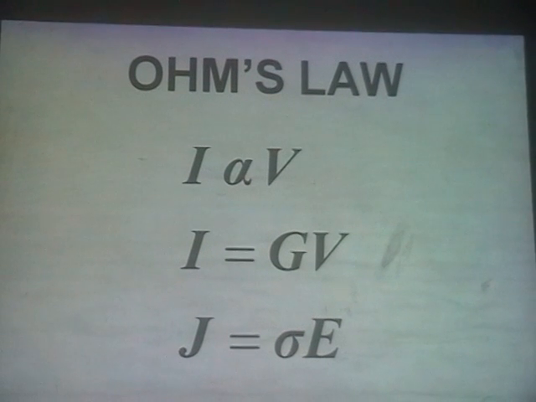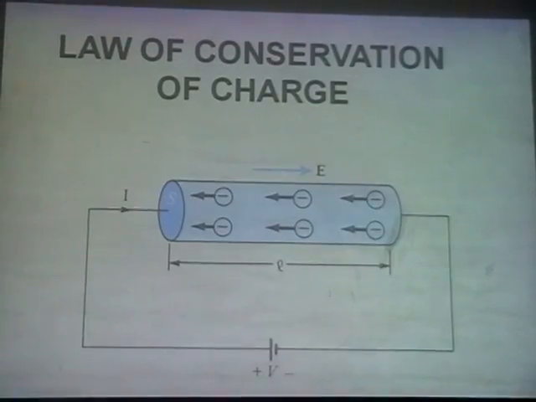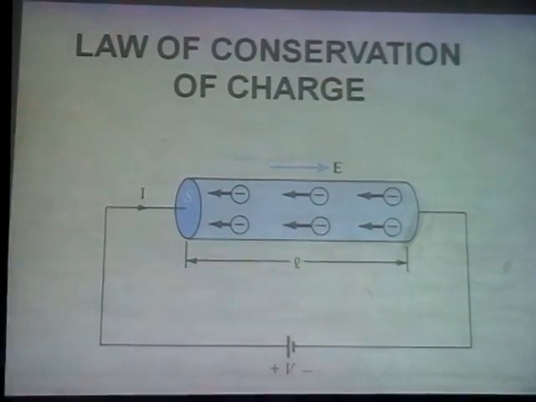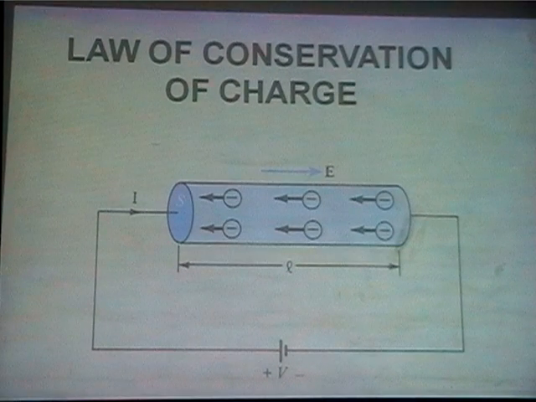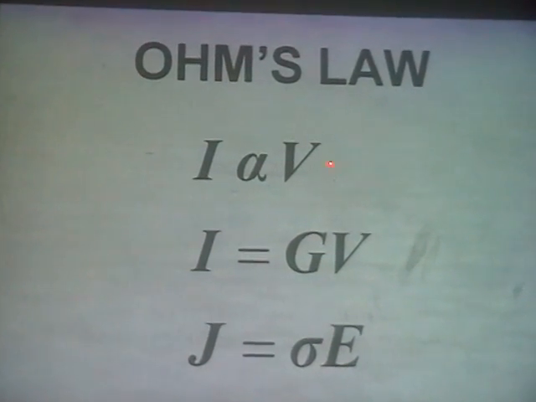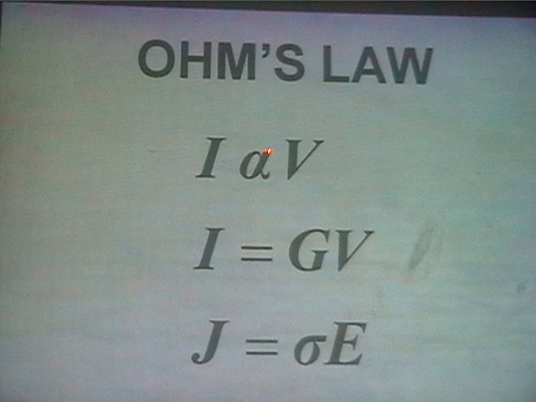So in that circuit, if I apply more voltage, I have more current. If I apply less voltage, less current. So you should know Ohm's law in vector form. Ohm's law, you know, in scalar form: current is proportional to the voltage and that proportionality constant is G, where G stands for conductance. Conductance is 1 by resistance. So I is G into V, or I is equal to V by R.